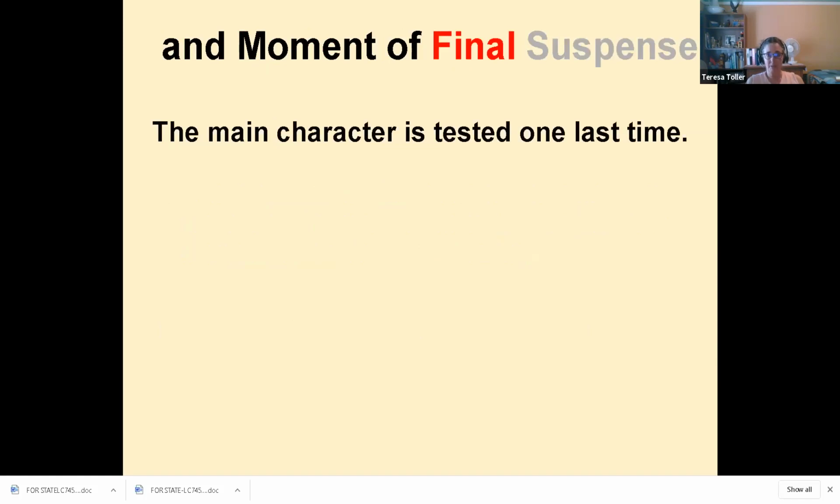This is where the main character is tested one more time, that moment of final suspense. Not every story has this one moment.